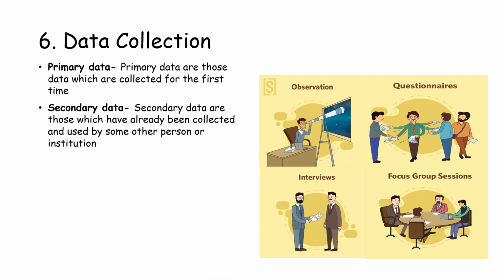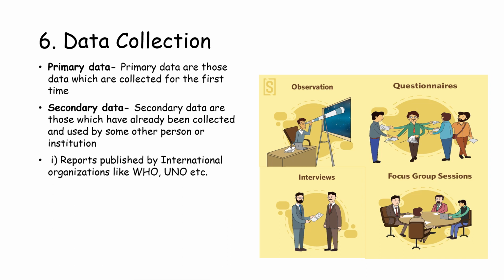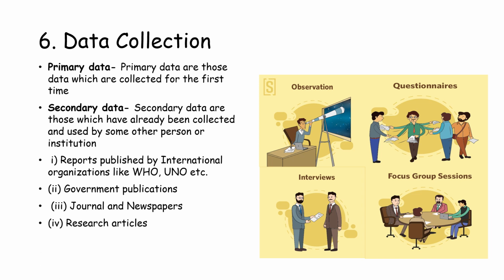a particular topic. The second type of data is secondary data. Secondary data are those which have already been collected and used by some other person or institution. Some of the common examples of secondary data are reports published by international organizations like World Health Organization, United Nations organizations, etc. Government publications, journals and newspapers, research articles, reports of business organizations and financial institutions are some of the sources through which secondary data can be collected.